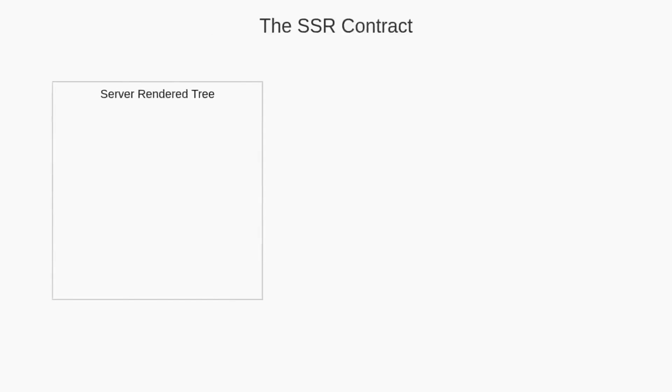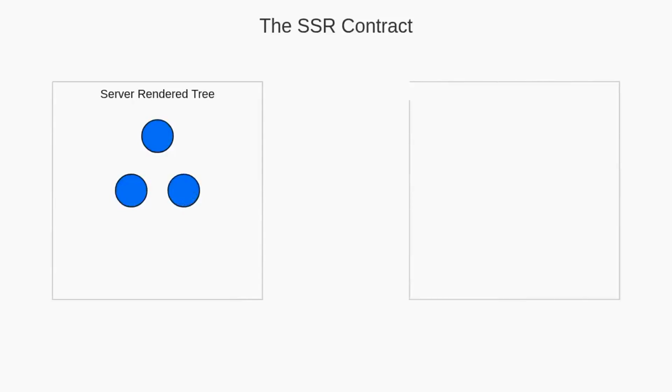To understand why it breaks, we have to look at the contract between the server and the client. When Next.js performs server-side rendering, it executes your components and generates a string of HTML. This HTML represents the initial state of your UI. When the browser receives this, it paints the pixels immediately. Then, React loads on the client. React goes through your components again and builds its own internal tree, called the virtual DOM.